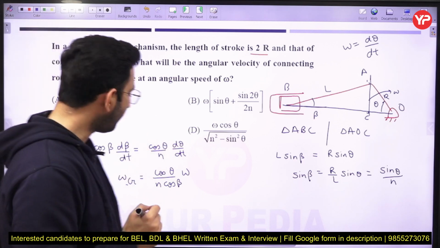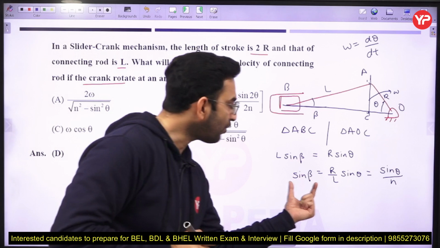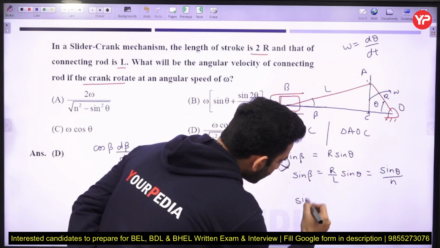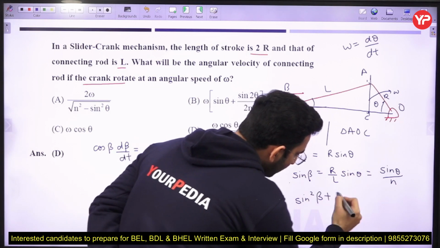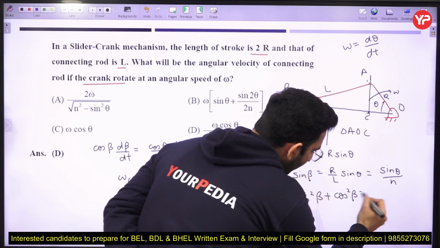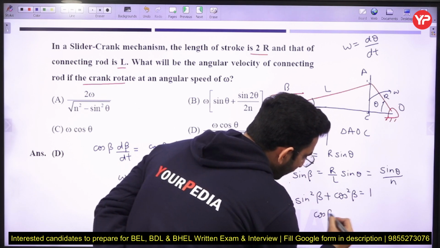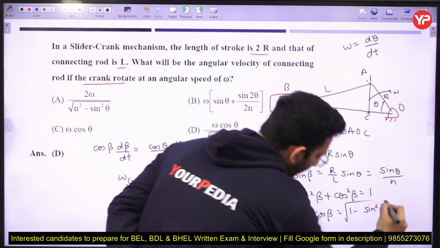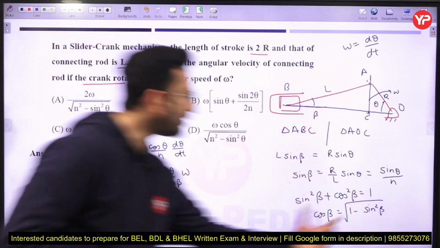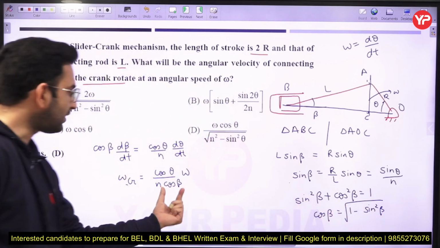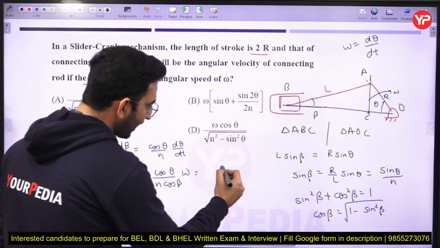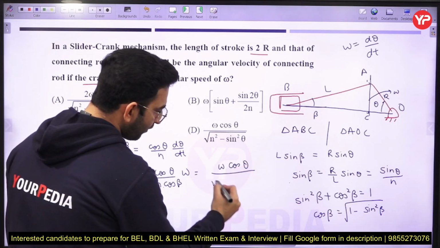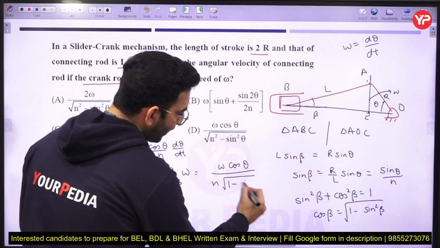One more thing: sin beta you already know. So sin square beta plus cos square beta is equal to 1. So I can write the value of cos beta as this one. If I put this expression here, you will find the angular velocity of the connecting rod becomes omega cos theta divided by n multiplied by under root of 1 minus sin square beta.